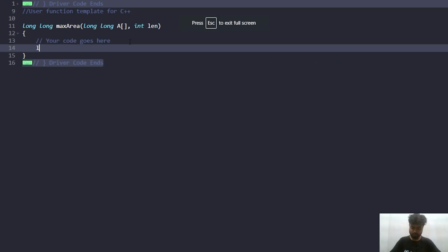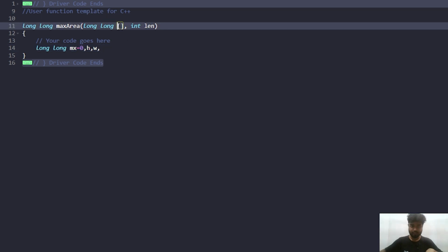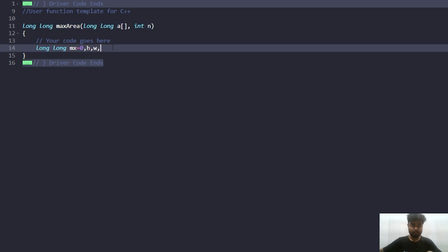So what we'll be doing is, first of all, we'll declare a long maximum area initialized as 0. We'll have the height, we'll have the width as well, and we will declare the array, let's declare it as a, and let's declare the size as n. After this part, let's say I store the area as well, right? Area or the amount of water.